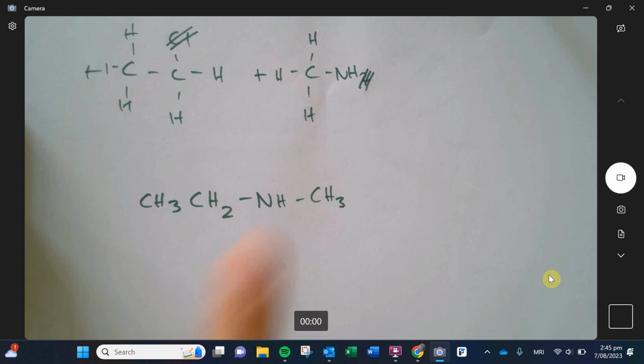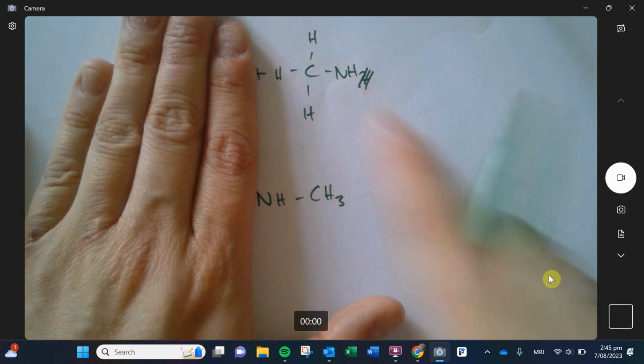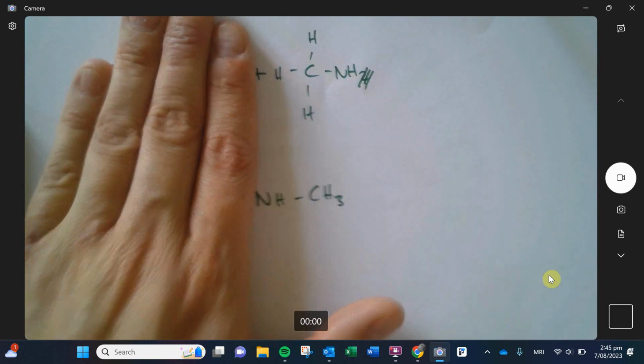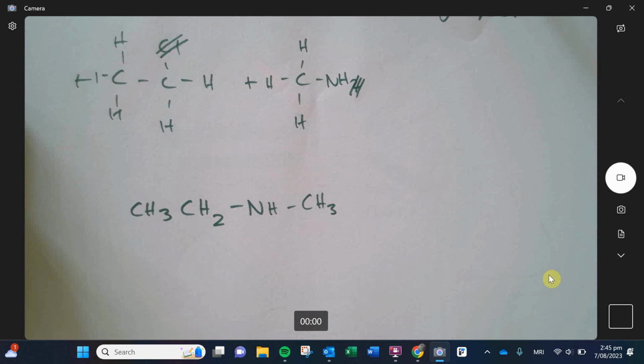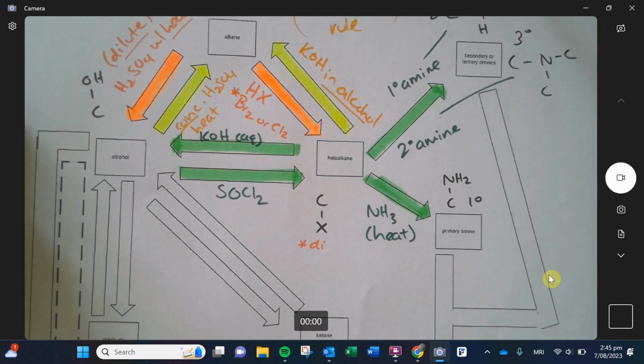And if I wanted to make a primary amine, then I would just have the halogen and I would add ammonia. So the ammonia would replace the halogen. Cool. Keep going. I know it's a lot to take in. That's why I want to show you the full flow chart.